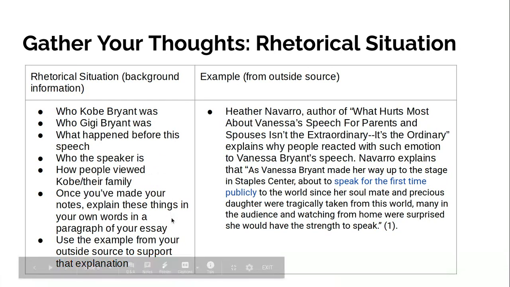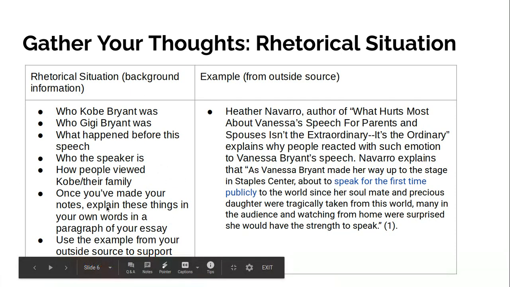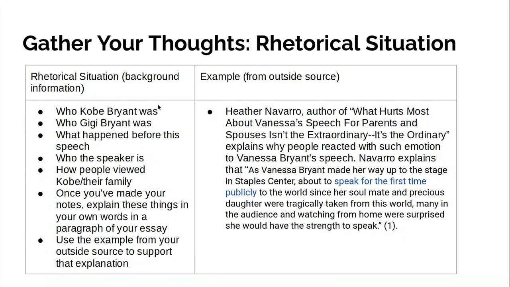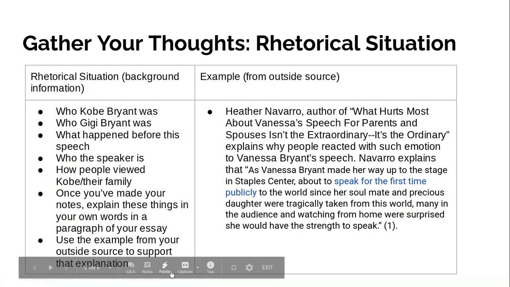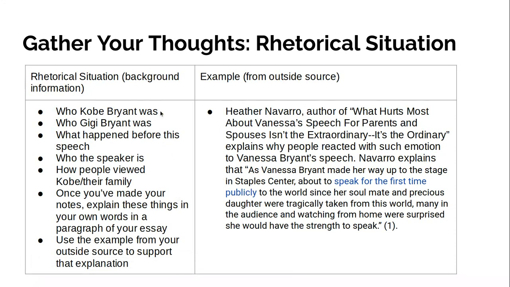And then once you've made your notes, you can explain those things in your own words in one paragraph of your essay. But these were just some of the goals that as I was getting ready to write this paragraph, I was thinking I need to try and cover most of these things here. Remember also that your example from your outside source needs to be in that paragraph as well.